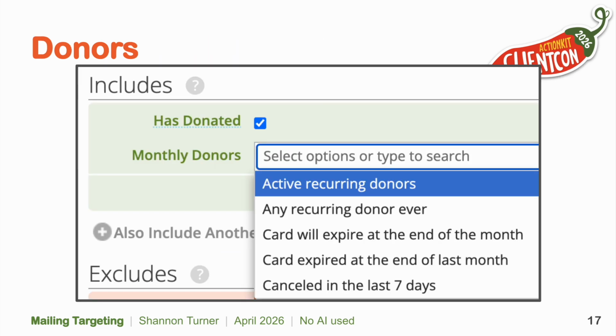The donors targeting option is meant to be pretty easy to use. If you want to target anyone who has donated ever, just check the box and you're done. If you want to limit to some subset of monthly donors, you can choose one of the options from the monthly donors type to search field here. If you choose one of these options, it doesn't really matter if you check this box or not, because a user can't be a monthly donor if they've never donated.